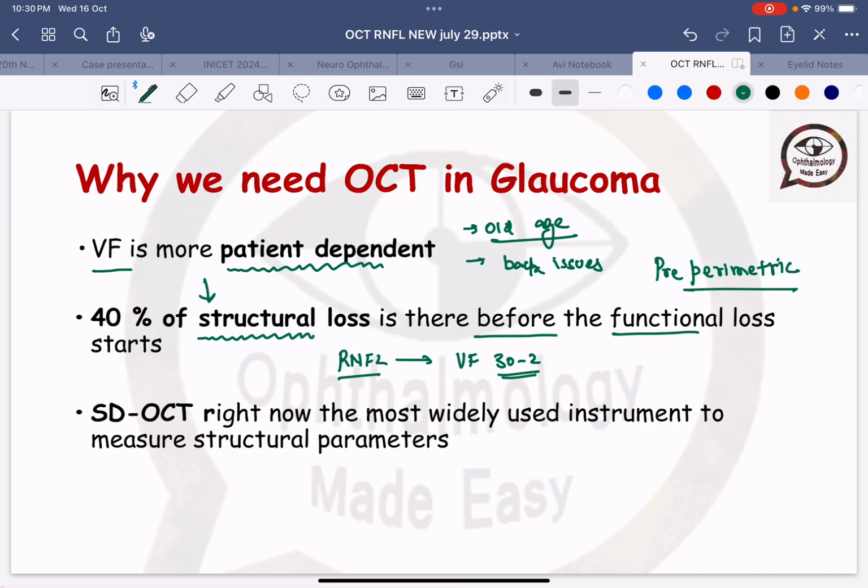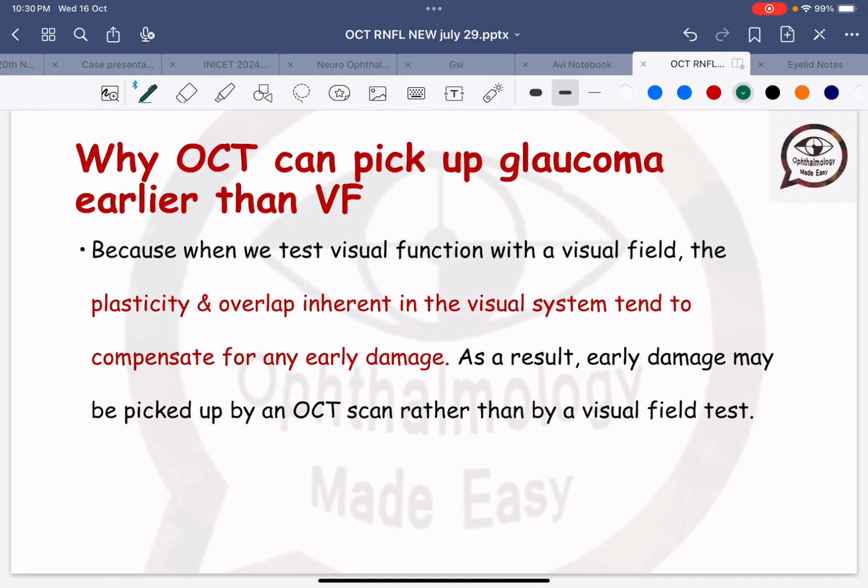The next thing you have to remember is that what we use nowadays is the SD-OCT, that is called the spectral domain OCT. So we have two types of OCTs. The earlier ones were the time domain, and now we have the spectral domain OCT. Now, why can OCT pick up glaucoma earlier than the visual field?